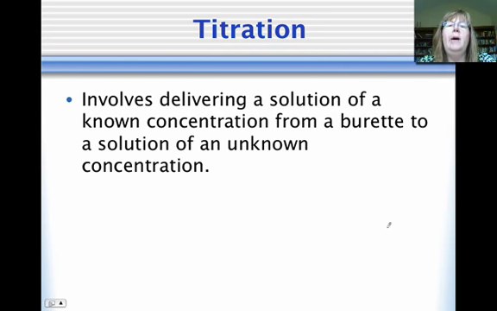Now we're going to talk about titrations because we're going to do a lab tomorrow with acid-base titrations. A titration is defined as delivering a solution where you know its concentration, and you're trying to figure out the concentration of an unknown solution. And we use a fancy thing called a burette, which is kind of fun to use. So titrations are used to determine the concentration of something using something where you know its concentration.